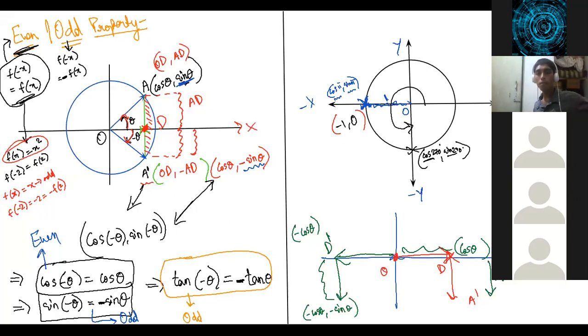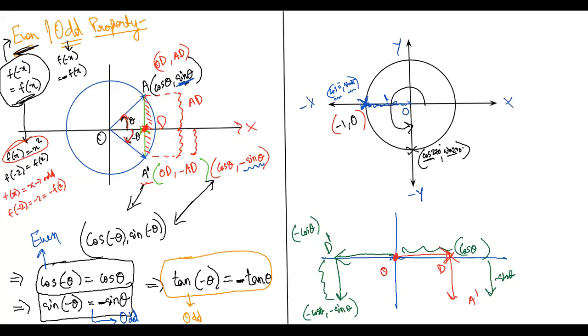So can you explain how cos theta is even? Because cos of minus theta is turning out to be cos theta. Yes, understood. You're very quick. Chalo, can we move ahead? Yes, sir.